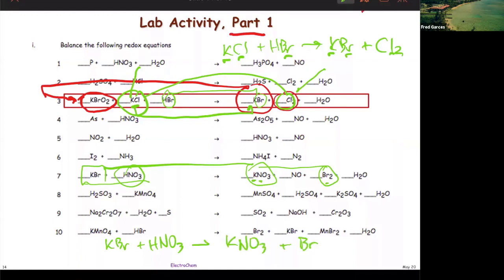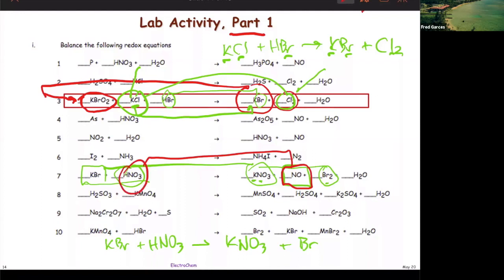The second half reaction, which chemical have we not accounted for yet? This right here. This chemical has to come from a reactant. The nitrogen source is that. So that's your second reaction.